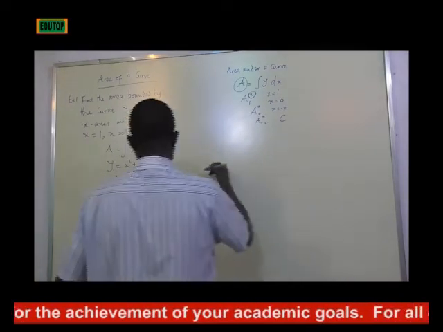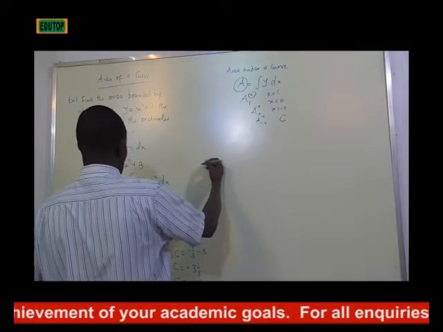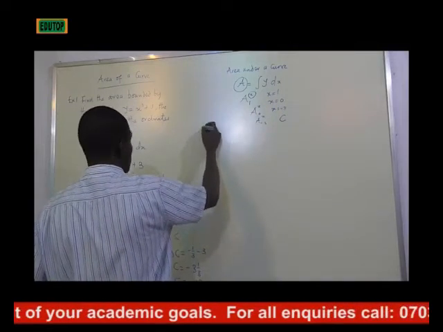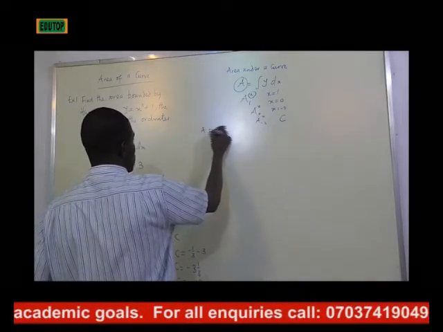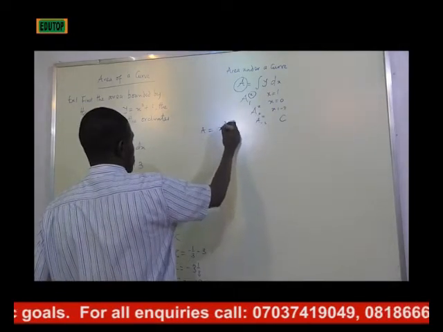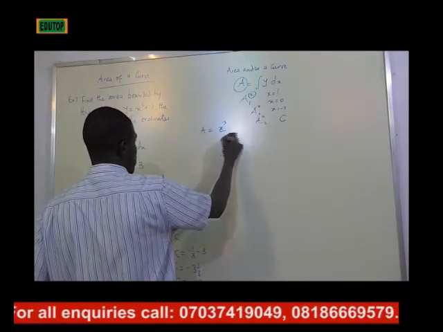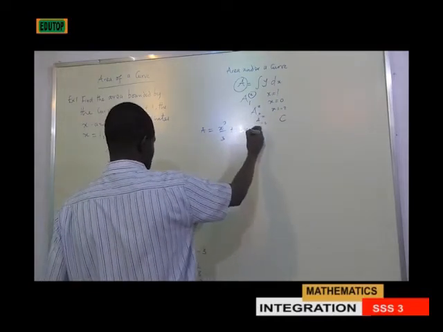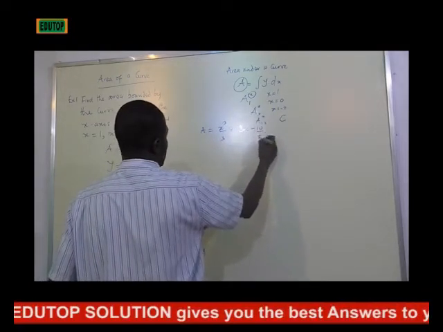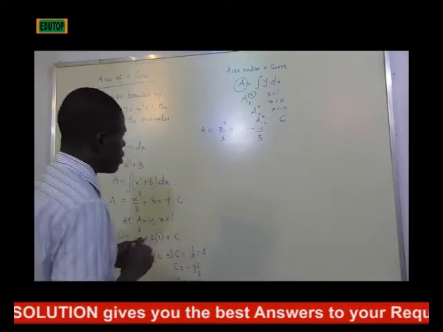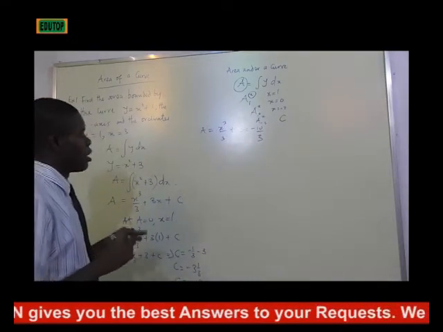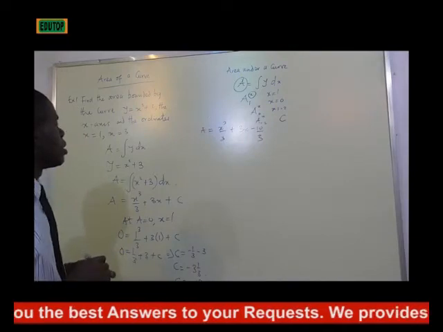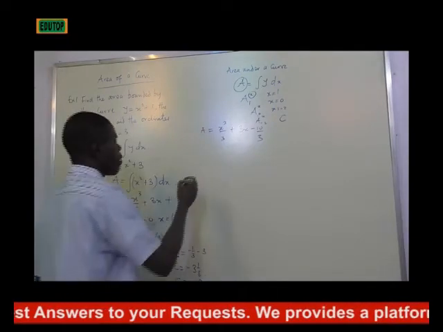And definitely the equation will now be A equals x cubed over 3 plus 3x minus 10 over 3. That will now be the equation, having calculated the value of c.